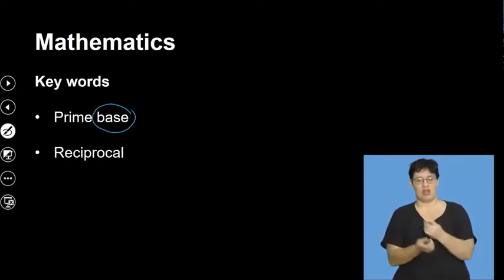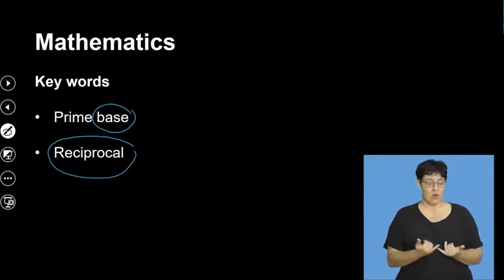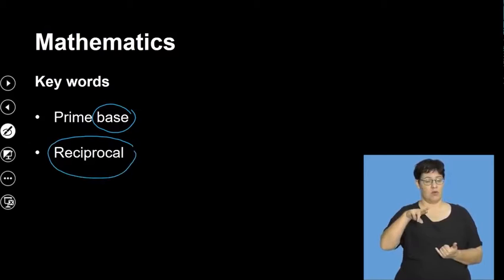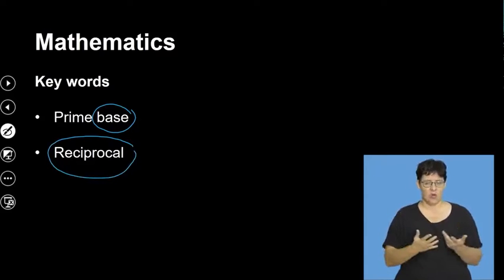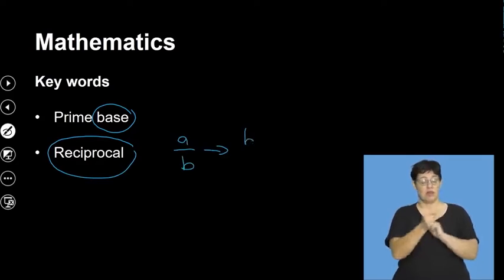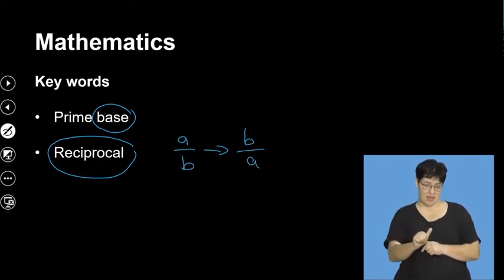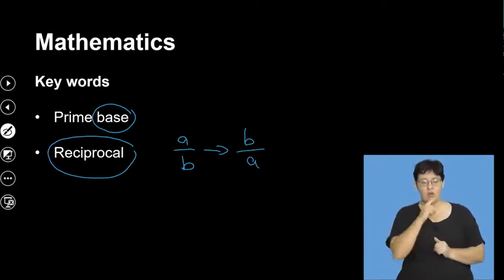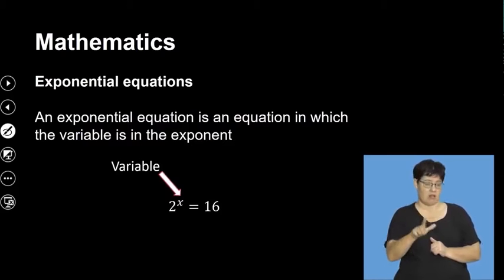And then there's also what we call the reciprocal. Remember, a reciprocal is like tipping and multiplying a fraction. So if I have A over B, the reciprocal of this will therefore be B over A, right? So we're going to be talking about the concept of a reciprocal in this lesson.